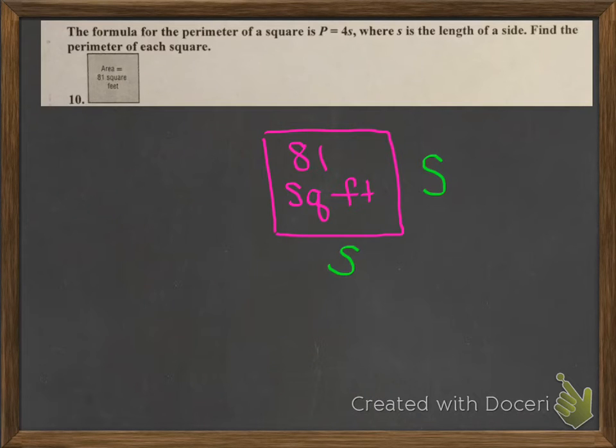So we're going to set this problem up exactly the way that we did number 9. And we put the area in the middle. We have side lengths on the side.